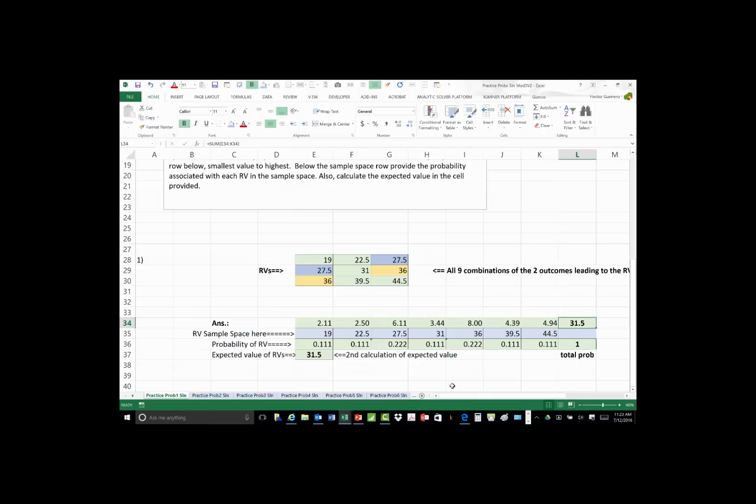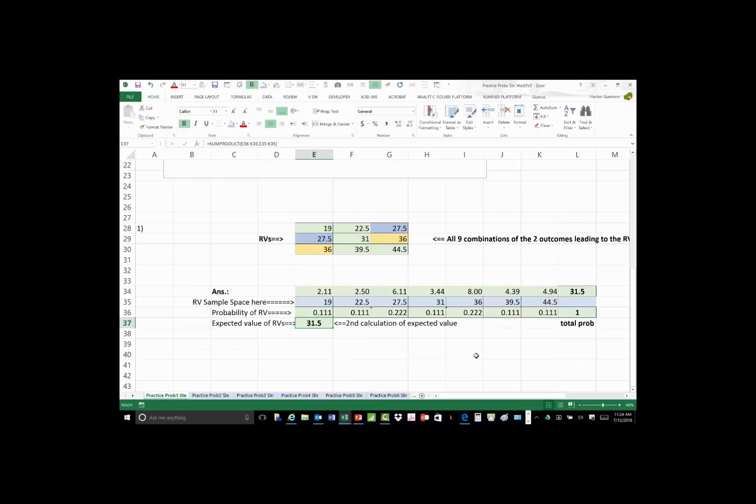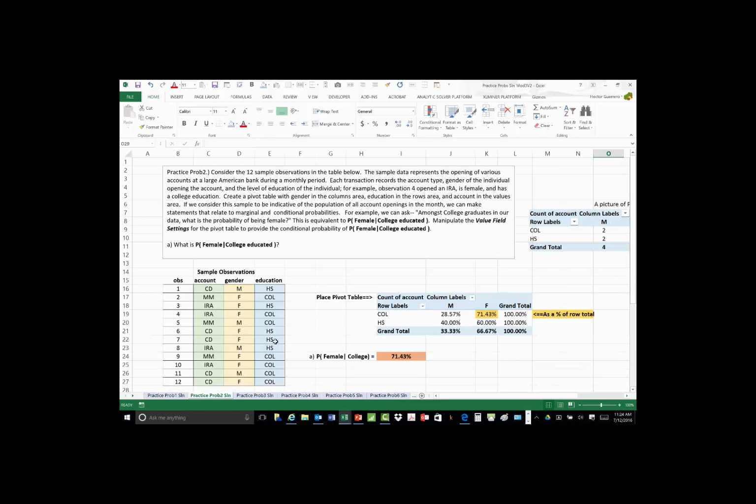That's my expected value. Here is a second calculation that you could do with a very nifty little function in Excel called SUMPRODUCT. SUMPRODUCT takes a vector of numbers, a row of numbers, and multiplies it by another row. The rows must be the same length. So it says take what's in this row, multiply it times this row, and then sum it. And by the way, we get exactly the same answer. All right, let's go to problem 2.